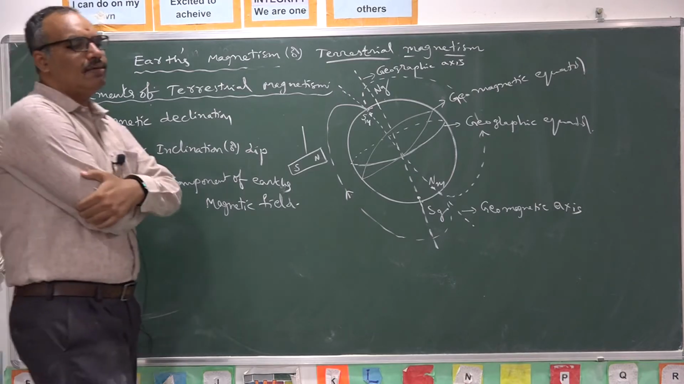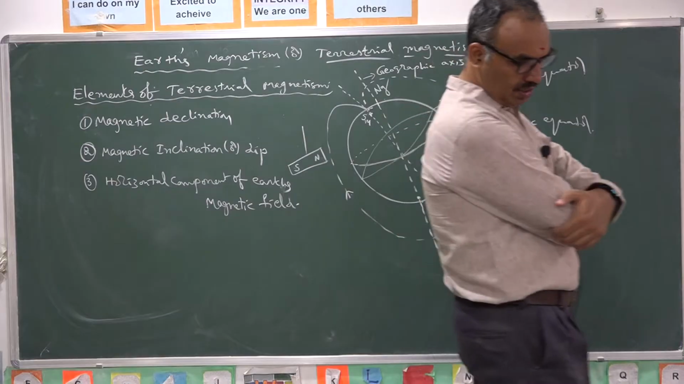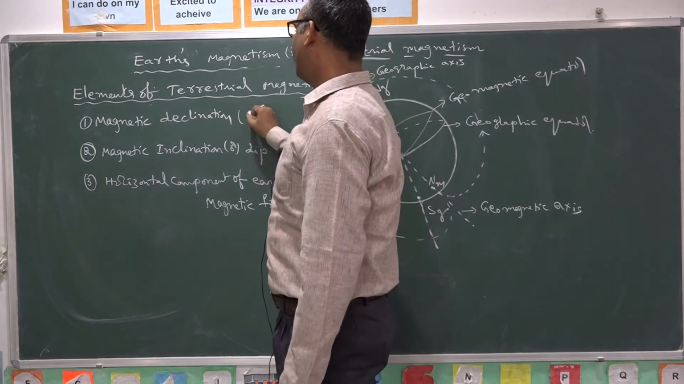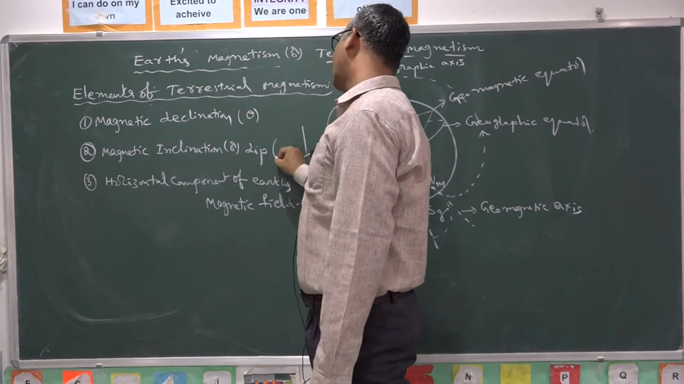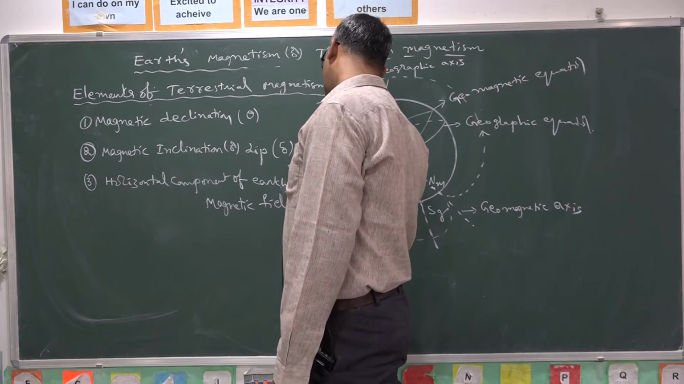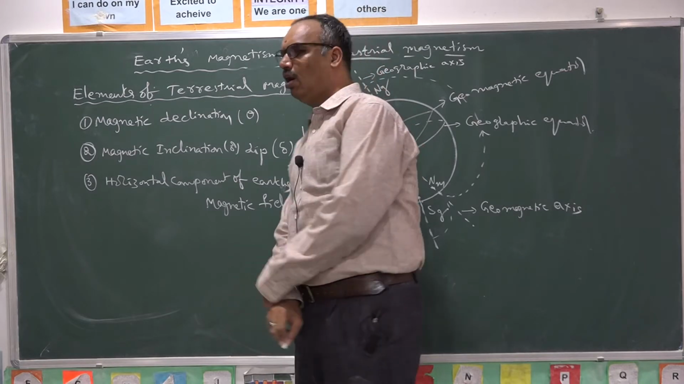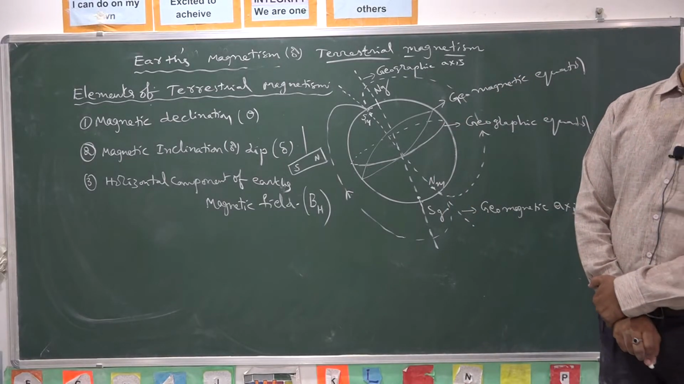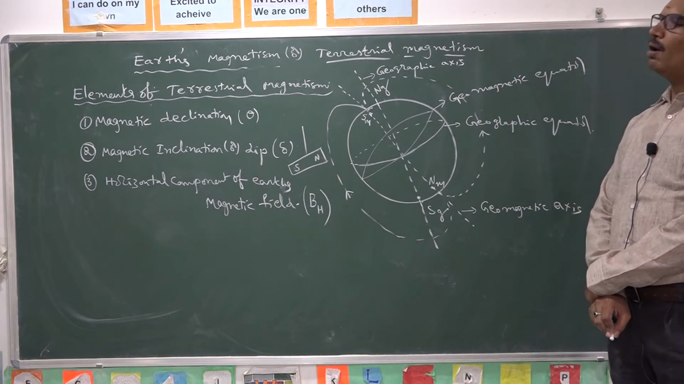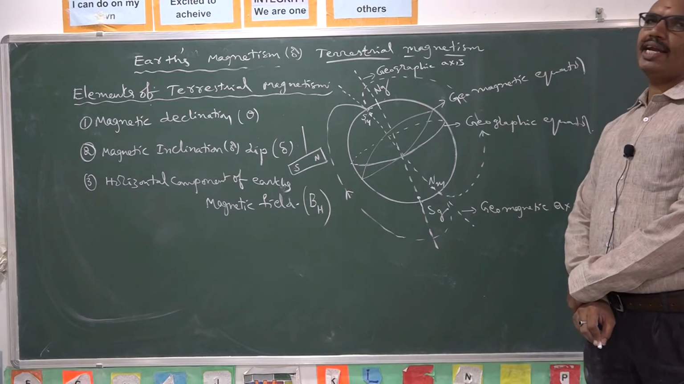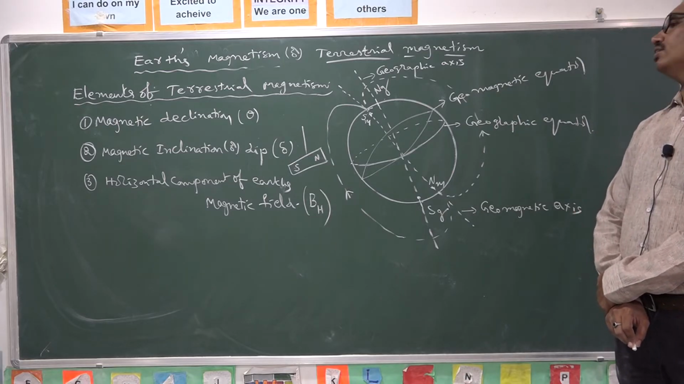So, first one is magnetic declination, generally represented with theta. The second one is magnetic inclination or dip, represented with delta. Horizontal component of Earth magnetic field is represented with BH. By knowing the three parameters at a particular place on the surface of Earth, we will understand the magnetic behavior of Earth at that given place.